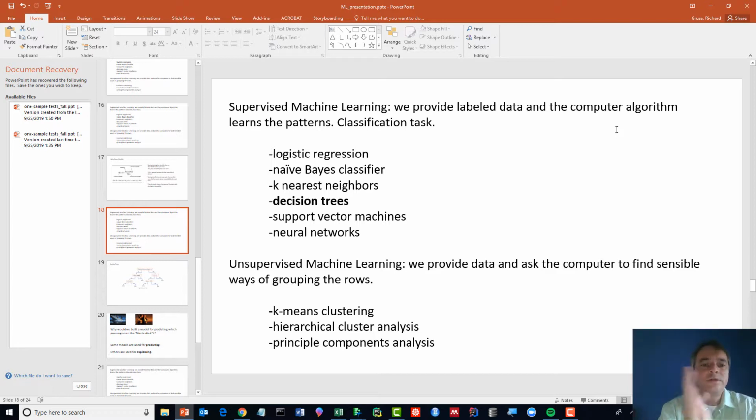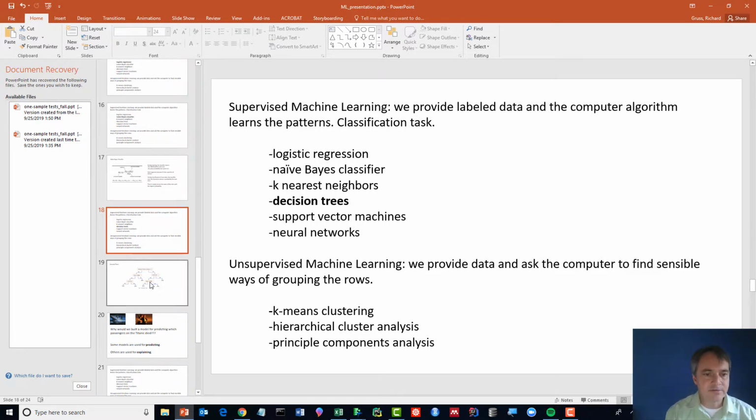So the third one, and this is the last classifier that I'm really going to show, is called a decision tree, where instead of coming up with probabilities of classes or regression coefficients, it comes up with a way of splitting the data one variable at a time.